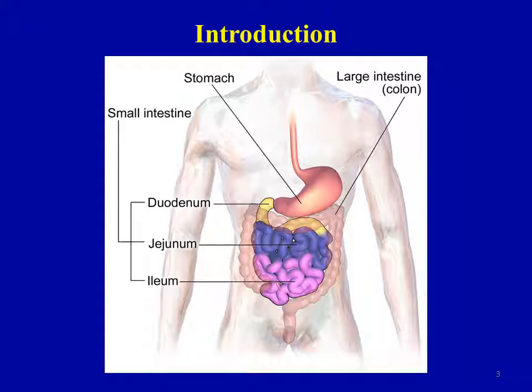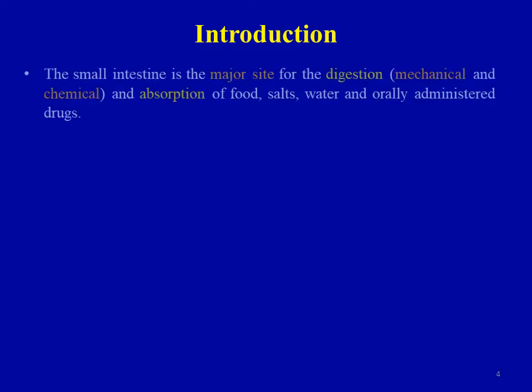As you know, the small intestine is the part of the alimentary canal that lies between the stomach and the large intestine, and it has three parts: the duodenum, the jejunum, and the ileum. The small intestine is the major site for the digestion, both mechanical and chemical, and also is the major site for the absorption of food, salts, water, and orally administered drugs or medicines.